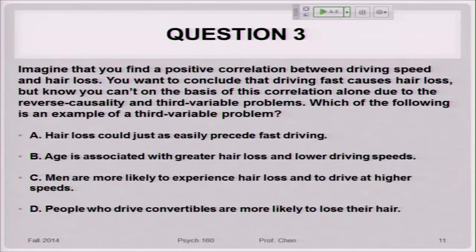You with me? So C is correct because gender is associated with both. This is not true, or maybe true, I have no idea, but gender is associated with hair loss and with driving at different speeds. You with me? If you got this right, you got third variable confounds. That idea confounds here in correlational designs.